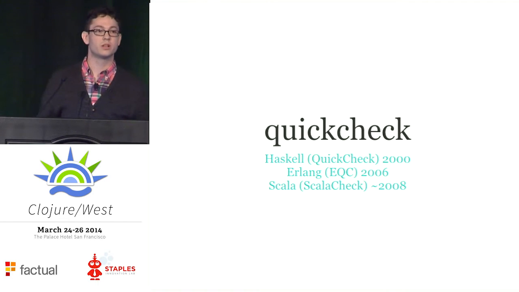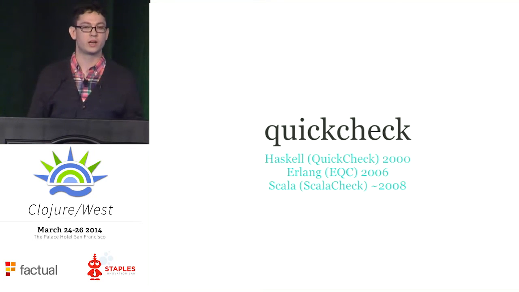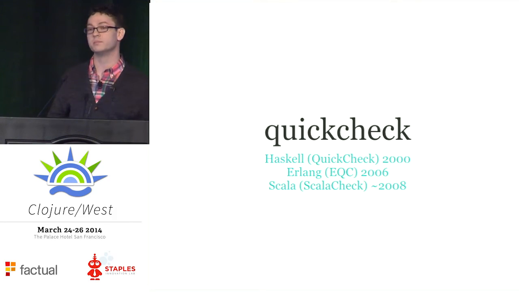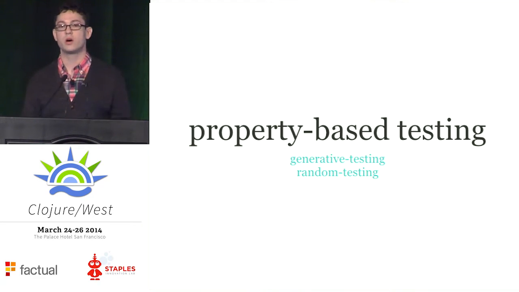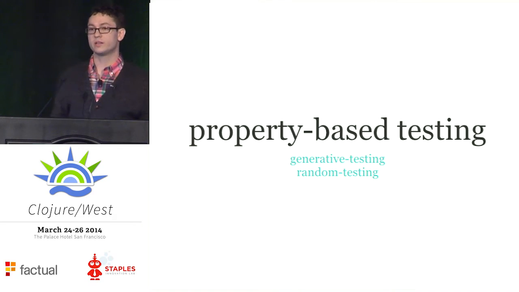So I've been using these libraries for a few years, and as I would dabble in Clojure, I found myself really missing this style of testing, and about a year ago started slowly working on it. And it's finally in a stage that I think it's useful to other people and is finding some pretty nasty bugs. So QuickCheck is based on this different style of testing, which we call property-based testing.